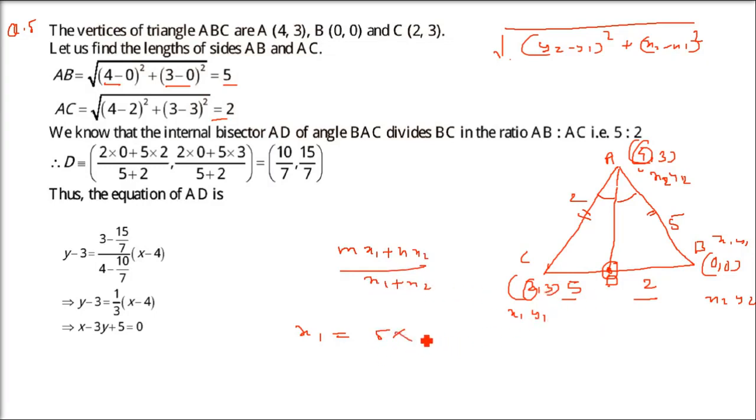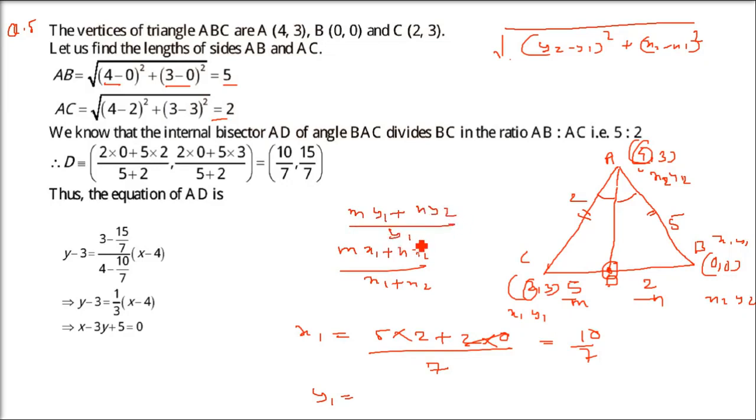This is 5 into 2 plus 2 into 0 by m plus n. It's not x1 plus x2, it is m plus n. I'm so sorry. It's not x1 plus x2, but m plus n. So there's a slight change in the formula. Now m y1 plus n y2 by m plus n. No, it's not y1 plus y2. Again, you have to change it to m plus n. So there is a correction here.